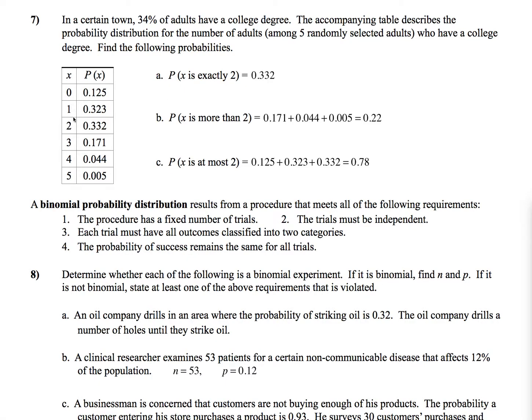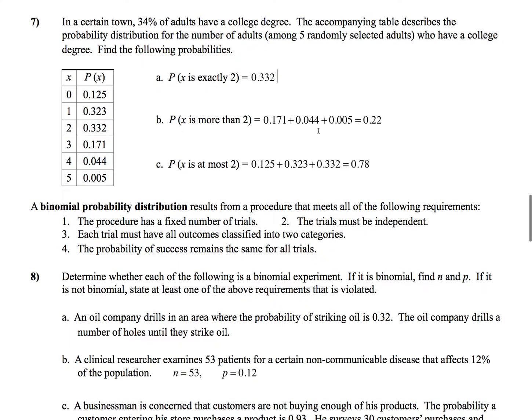The number of successes out of 5 trials. Out of 5 trials, that's the among 5 randomly selected adults part. And the probability of exactly 2 is right here, 0.332. So the probability x is exactly 2 is 0.332.